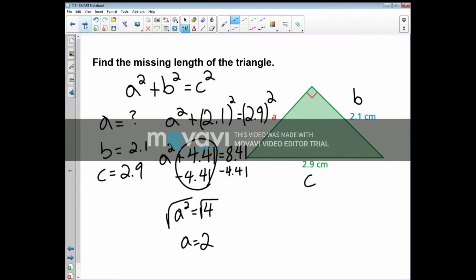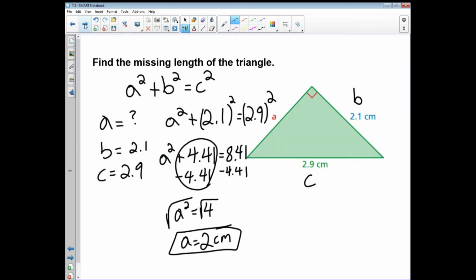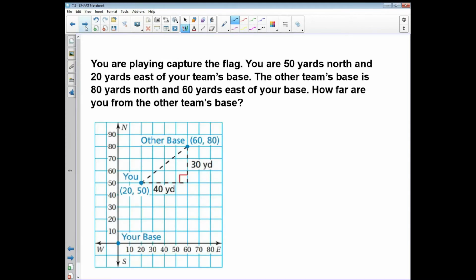All right, and then that side would end up working if we did it the other way. And since it's centimeters, let's make sure we add that label to it, and we're good to go. All right, so again, guys, it doesn't change even though we only know b and c. You're just solving the equation for the variable that you don't have.